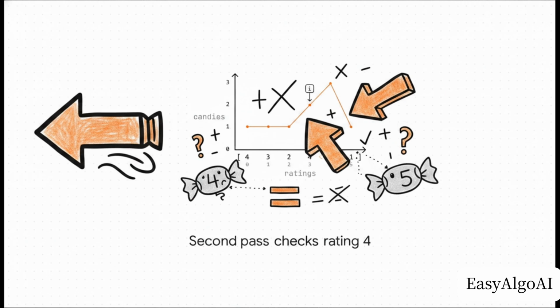We slide over to the left. Now the pointer is at rating 4. We compare it to the right neighbor's rating of 5. Since 4 isn't greater than 5, no adjustment is needed at all. Remember, the rule only cares if the rating is strictly higher.